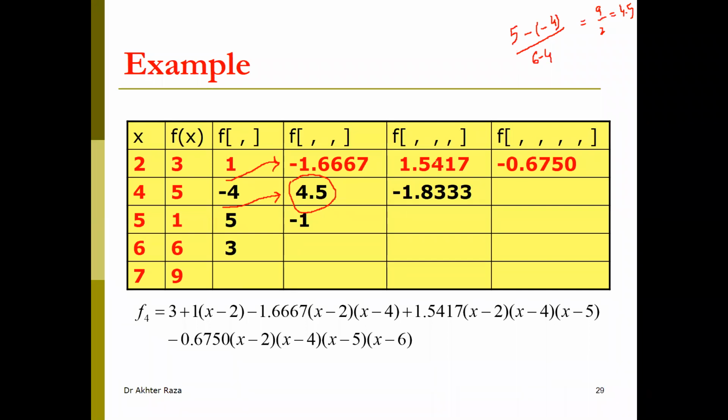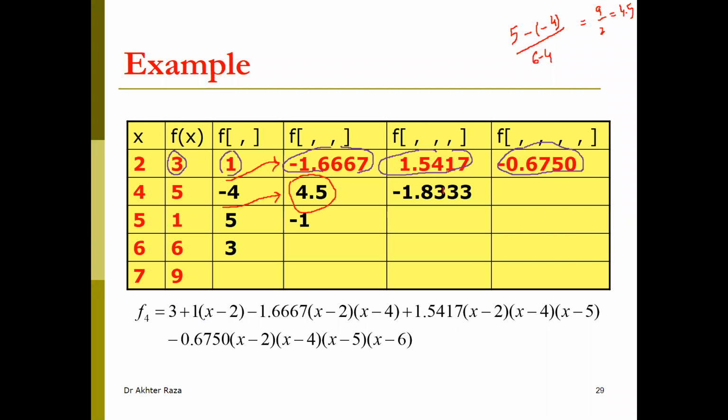How is this 0.6 calculated? It is minus 1.8 minus 1.5, divided by 7 minus 2. All the arguments will be used in the denominator to find this. Then all of the values are to be substituted into the Newton divided difference formula. F4 can be obtained using these numbers. Which numbers are used? These numbers. This is 3. This is 1. This is minus 1.6. This is 1.5. This is 0.6.